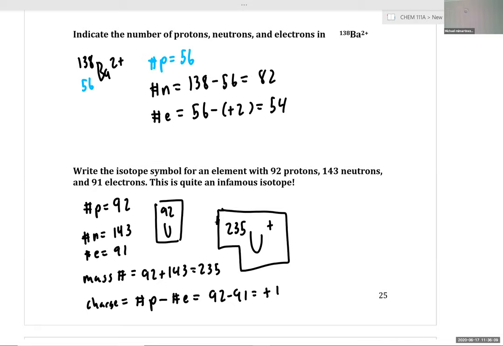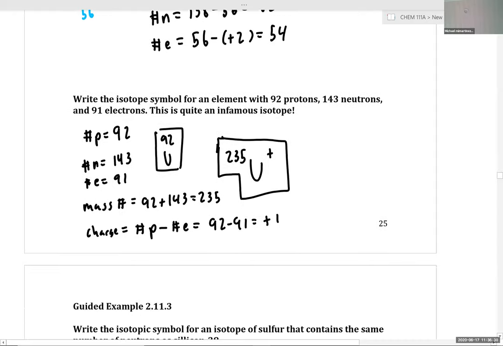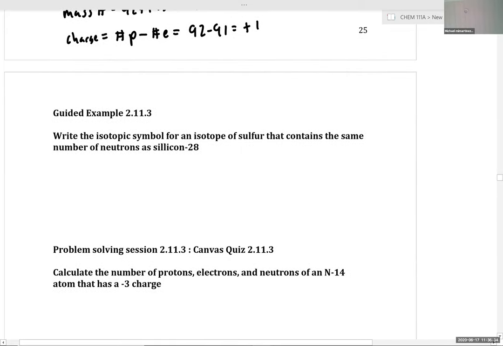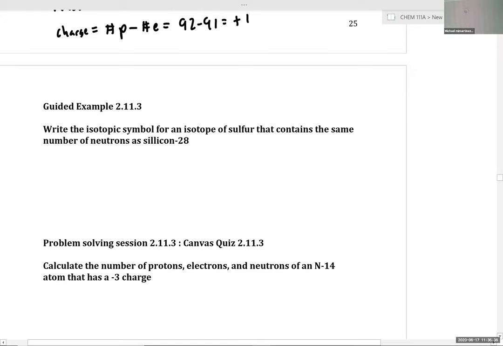Does this process of calculating the mass number, charge, and figuring out the atomic symbol make sense to everyone? Any questions on this example? The class is doing quite well on these problems, which is good to see. So let's do a few more guided examples. So other ways of asking these sorts of problems.